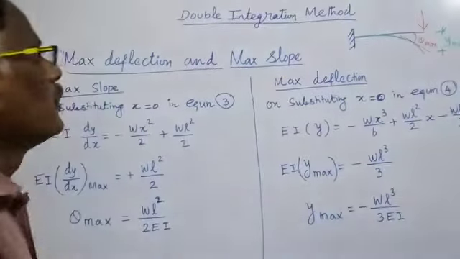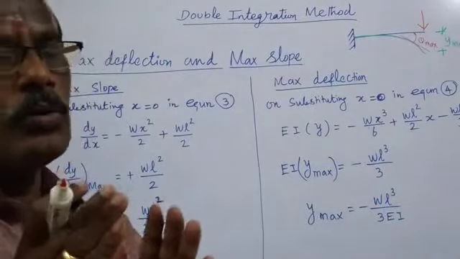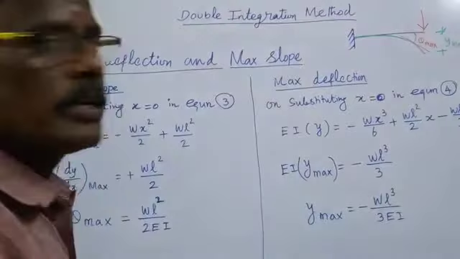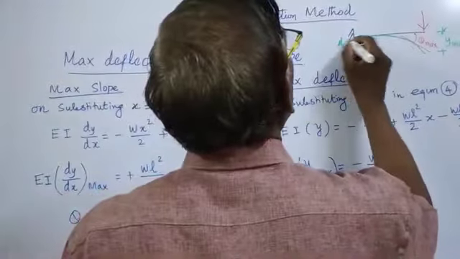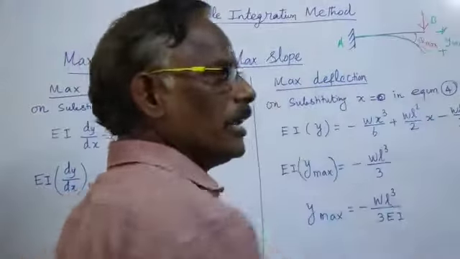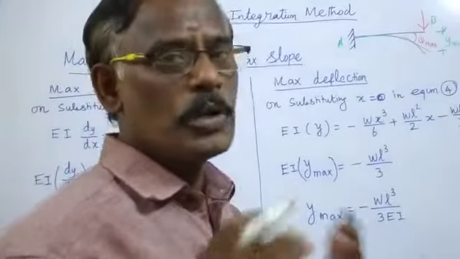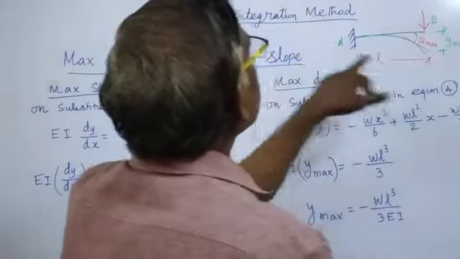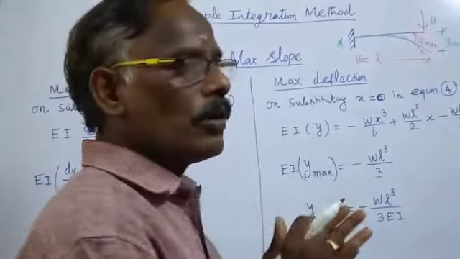Suppose we want to find the maximum deflection and maximum slope, what do we have to do? You should put the x value as 0. Why is x equal to 0? Here, it is a cantilever beam, with end A and end B. End A is fixed, end B is the free end. At end A, there is no slope and no deflection. That is, at x equal to L, at A, deflection y is 0 and slope dy by dx is equal to 0.